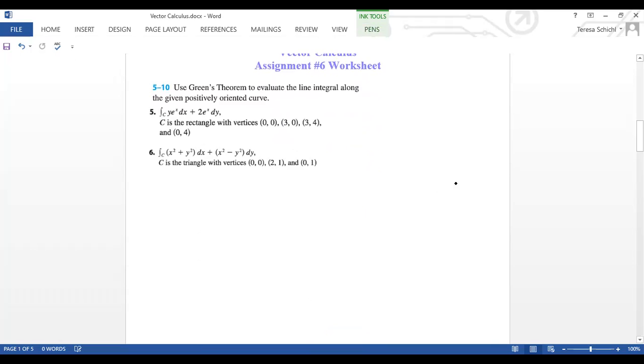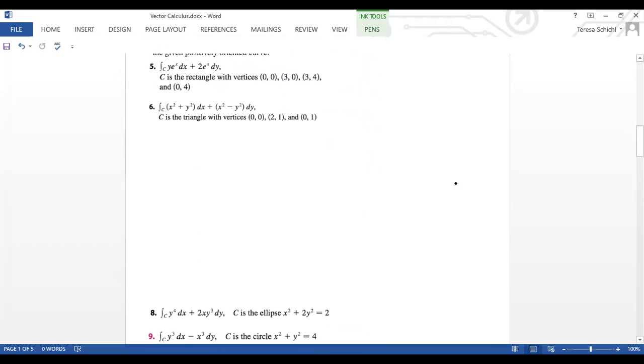Okay, so now the next problem I want to take a look at is number 6 here. C is the triangle, okay?